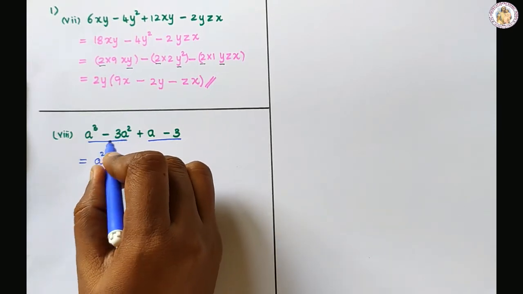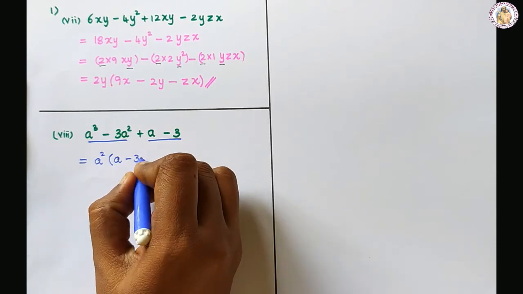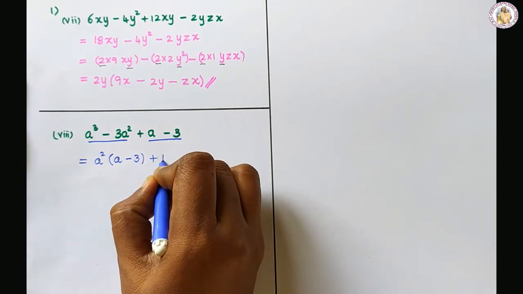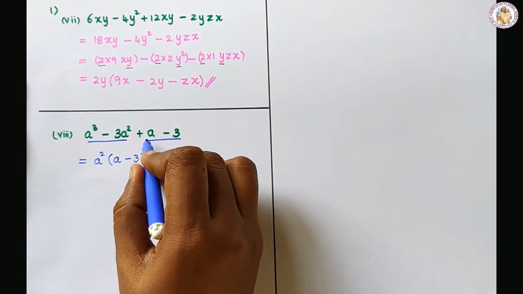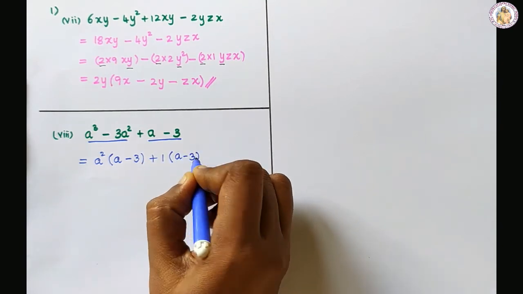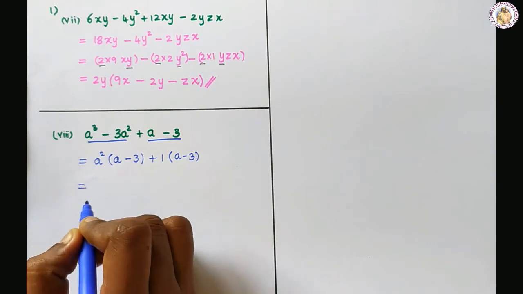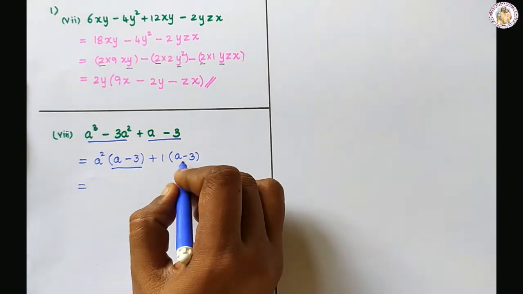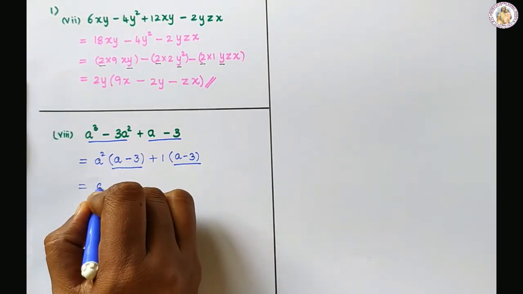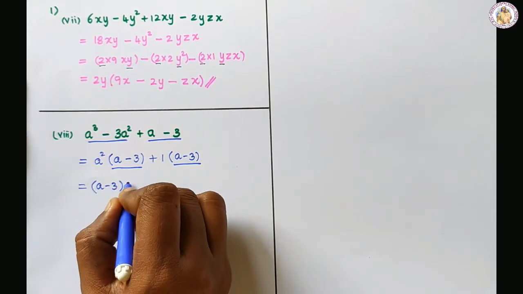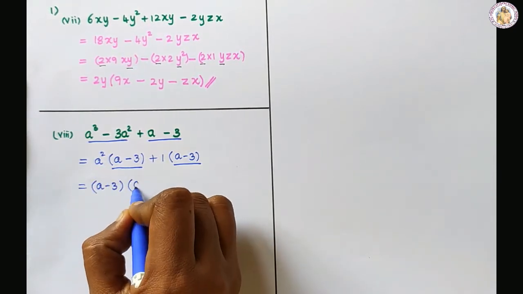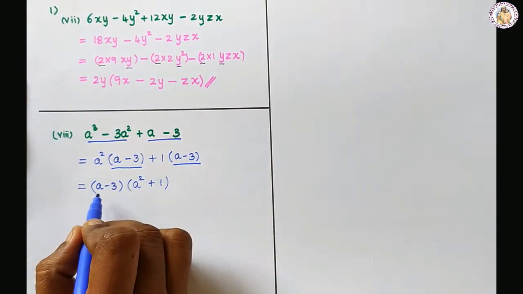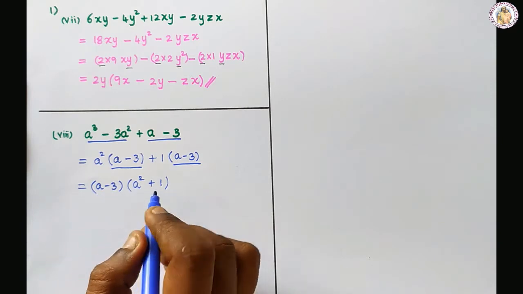Minus a squared taken out, so 3 is the balance here, plus. Taken out 1 only, we can take only 1, so a minus 3, there is no change. Now see here, in both the terms a minus 3 is common, right? So take out a minus 3. What is remaining here? A squared plus 1. So a minus 3 into a squared plus 1 is the answer.